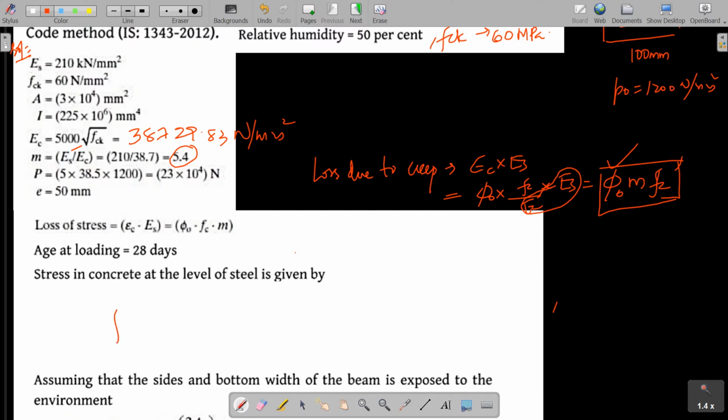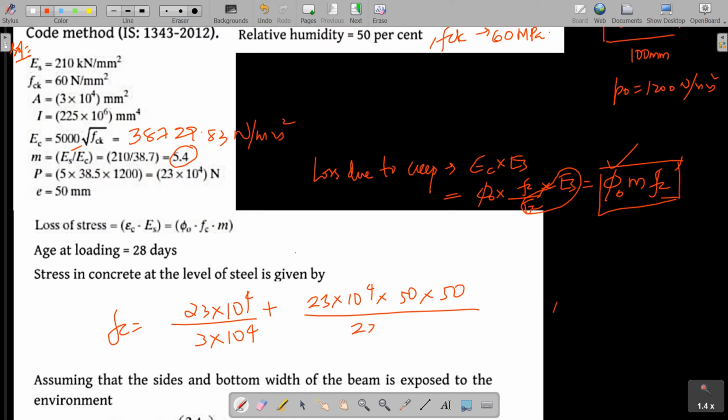So FC, the stress in concrete at the level of steel, I could write as FC is equal to P, that is 23 into 10 raised to 4, divided by A, that is 3 into 10 raised to 4, plus P into e, that is 23 into 10 raised to 4 into e, into the fiber considered at a distance of y, that is the eccentricity, divided by I, 225 into 10 raised to 6. You will get this value as 10.2 Newton per mm square.